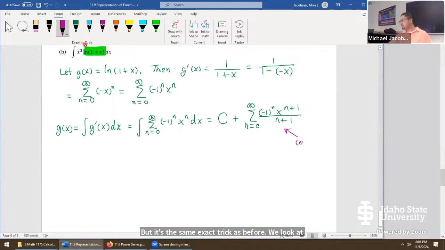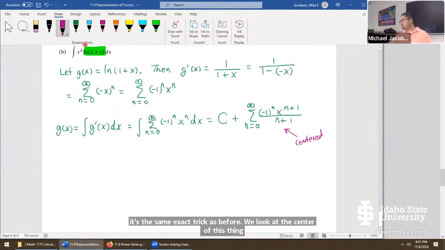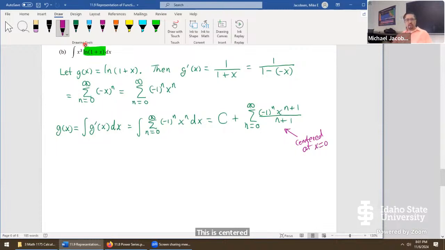This is centered at x equals 0. A great way to think about the center is that it's the number you plug in right here to kill off the power series entirely. Everything is wiped out when x is 0.